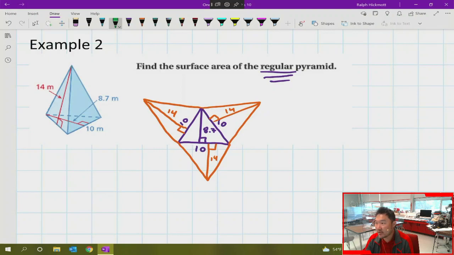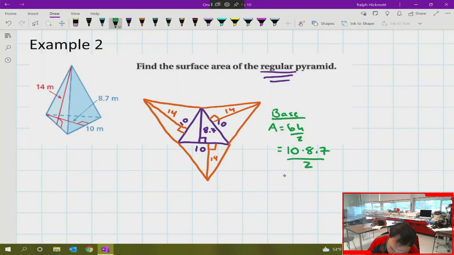All right, so the net is complete. Now, it's just a calculation phase. What I still like to do is label and organize my work. So the base, the bottom piece, is going to be a triangle. It's going to be A equals BH over 2. The base of that bottom triangle is 10, and the height is 8.7. Then we divide by 2. Any mistakes after this are going to be calculator mistakes, so be careful.